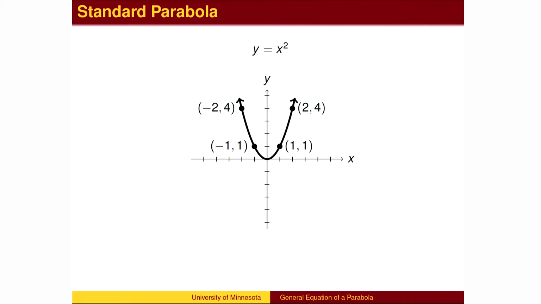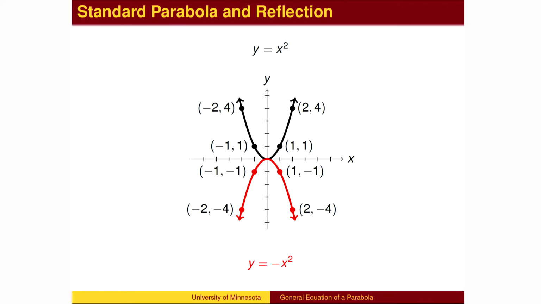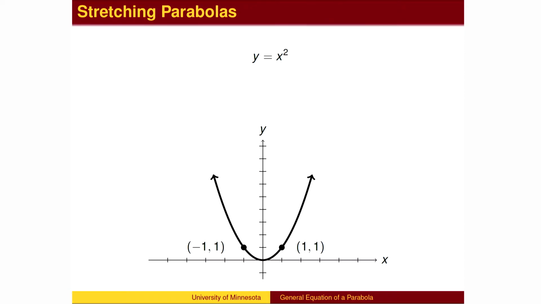First, we can reflect the graph across the x-axis by placing a negative in front of the x squared. The red parabola has negative values for the y-coordinates. We can stretch the parabola in two different ways. The first is similar to amplitude for sine waves. Multiplying a number outside the parentheses after the function of squaring is applied will make the graph taller. Y equals 4x squared makes the y-coordinates 4 times as large.